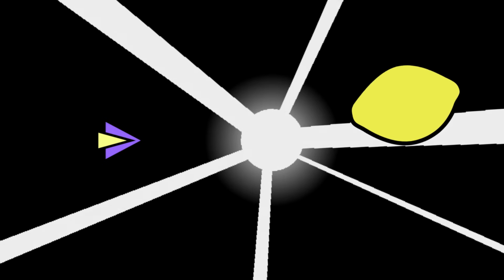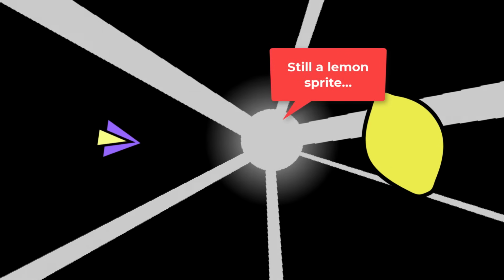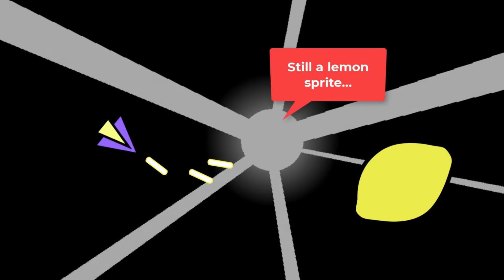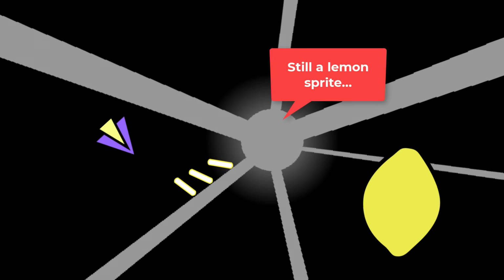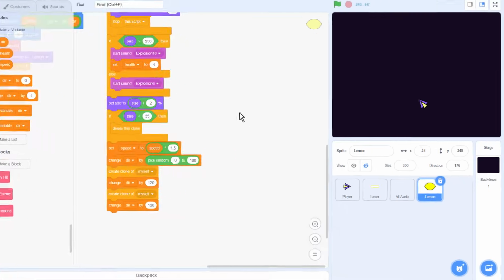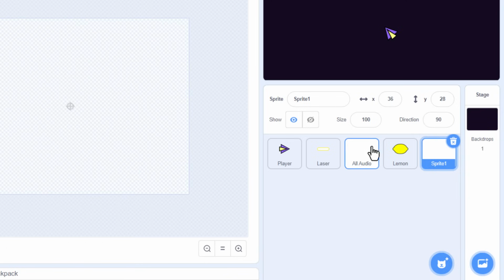Now we could add the explosion costume to the lemon sprite and switch to it when it explodes, but that would cause us trouble. The reason is that the large explosion would then still count as a lemon sprite, and all our lasers would continue to bump into it. That would not be very professional looking, so we'd be better making the explosions in a new sprite. Create a new sprite and name it Boom. Do you like the name?